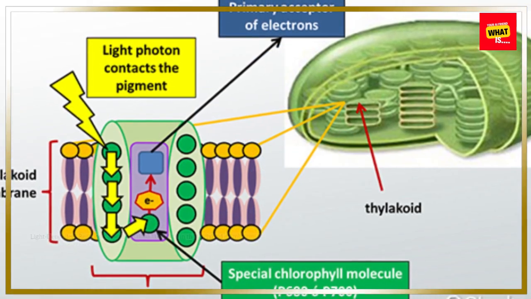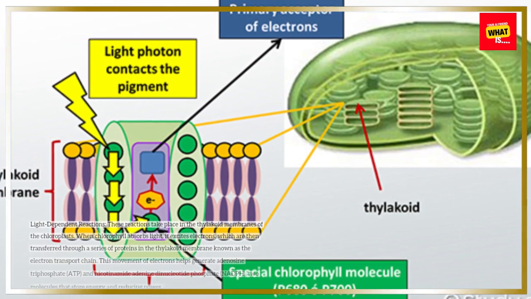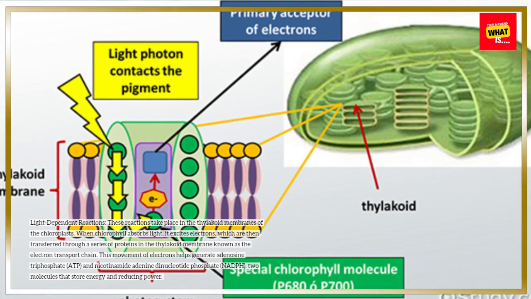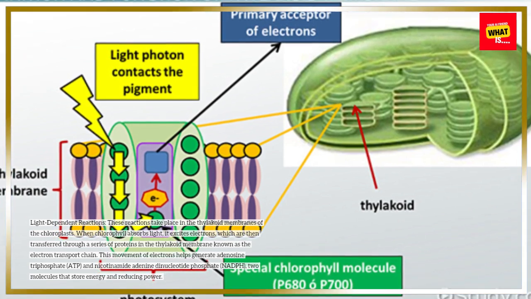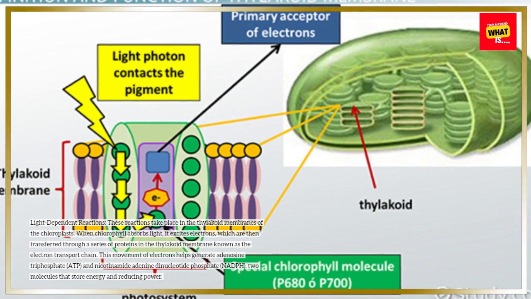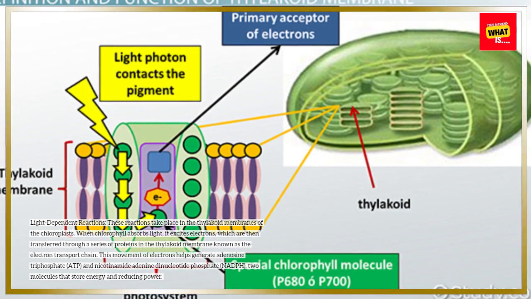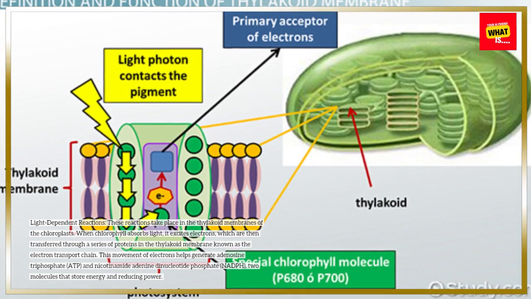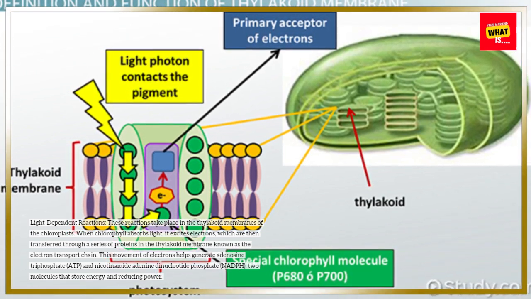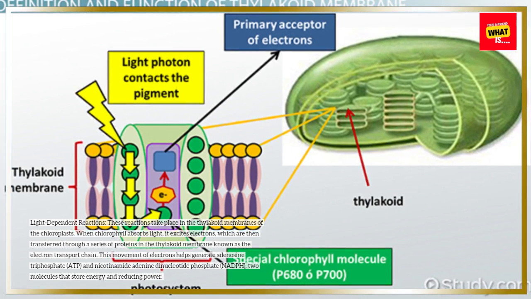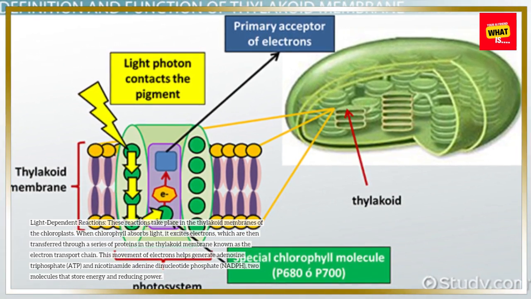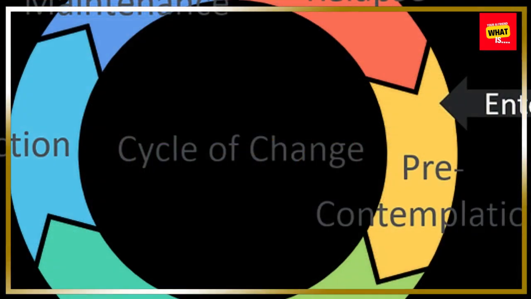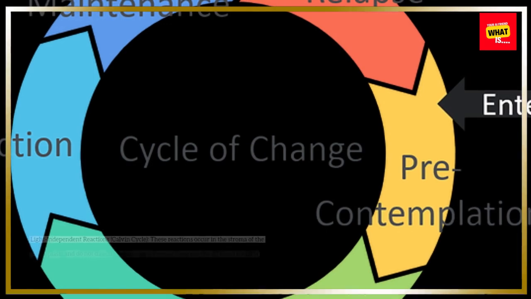Light-dependent reactions. These reactions take place in the thylakoid membranes of the chloroplasts. When chlorophyll absorbs light, it excites electrons, which are then transferred through a series of proteins in the thylakoid membrane known as the electron transport chain. This movement of electrons helps generate adenosine triphosphate, ATP, and nicotinamide adenine dinucleotide phosphate, NADPH, two molecules that store energy and reducing power.